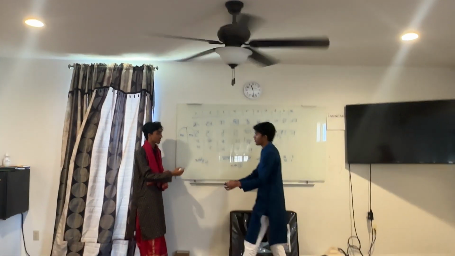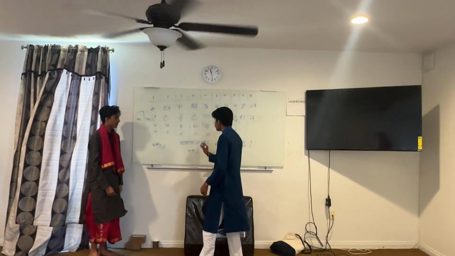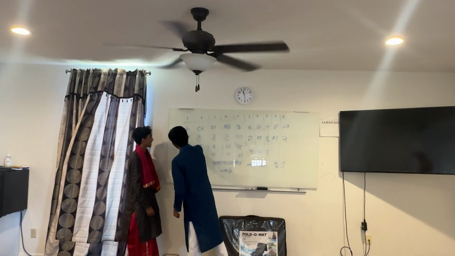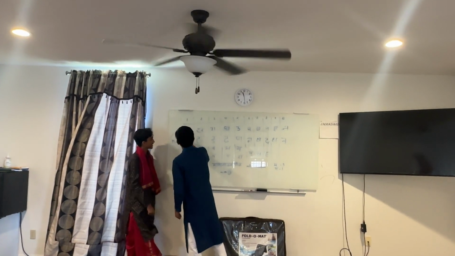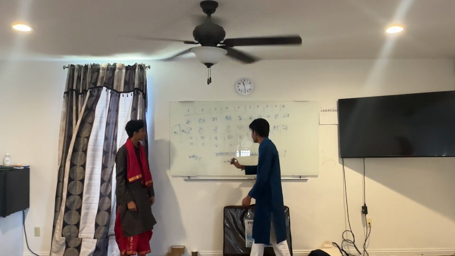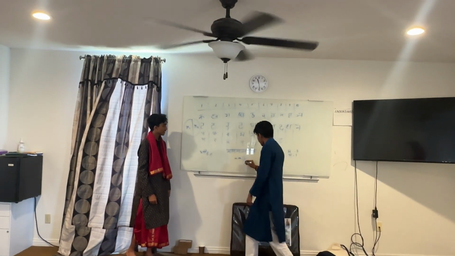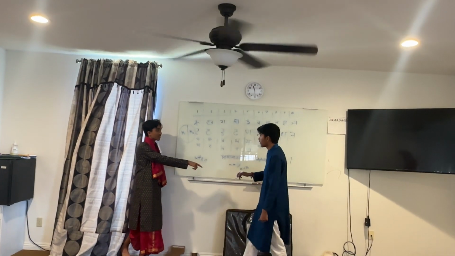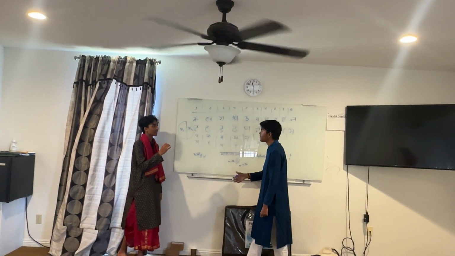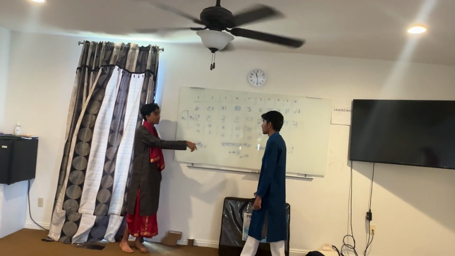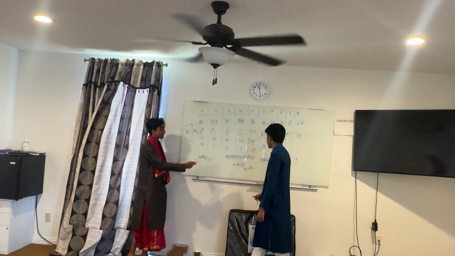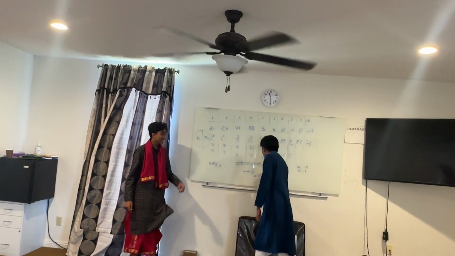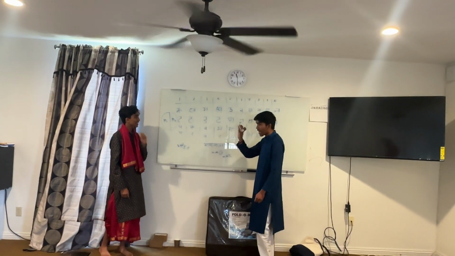Let me write this out. Ma one is over here, and ma two is over here. If the Melakarta number is less than 36, it will have a ma one. 72 divided by 2 is 36, and if it's 36 itself, it's still ma one. So if it's less than or equal to 36, then it has a ma one.